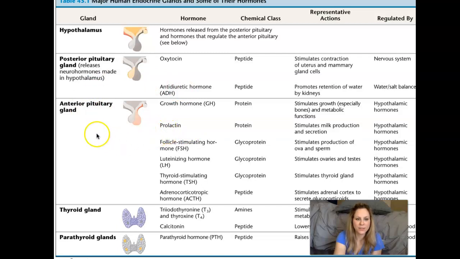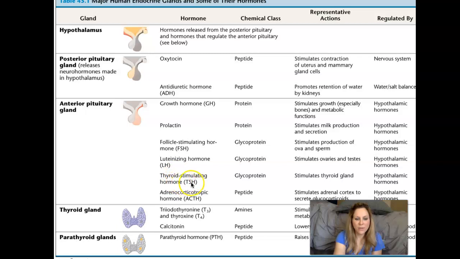The other hormone that's interesting is prolactin. Prolactin is a hormone that's released from the anterior pituitary, and it's a protein. All of these are proteins, so all of these require a membrane receptor. It's going to stimulate milk production for a woman who's lactating. I already talked about FSH and LH.